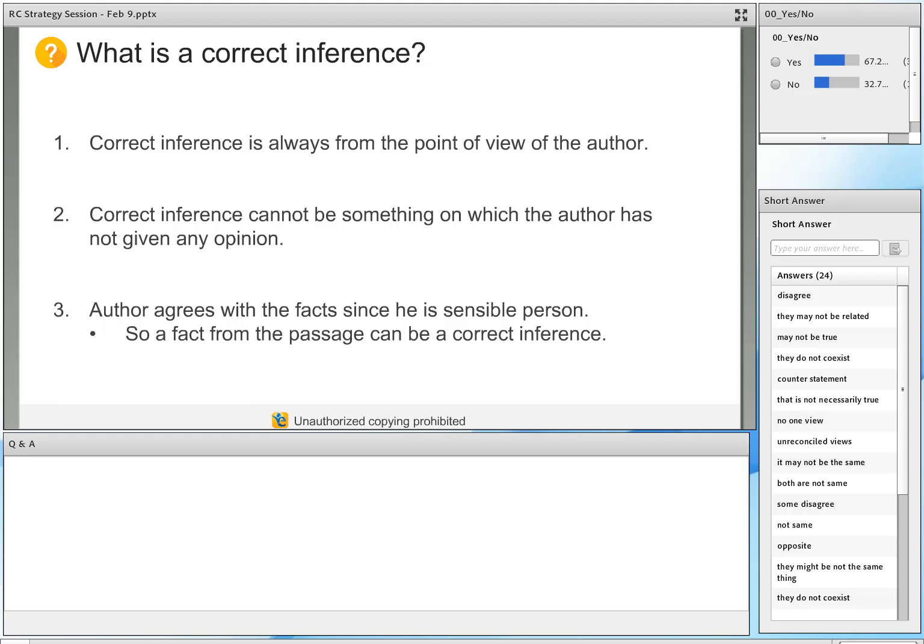So we've already covered this. What is the correct inference? It's always from the point of view of the author. It cannot be something on which the author has not given any opinion. The author agrees with the facts since he's a sensible person. So a fact from the passage can be a correct inference.